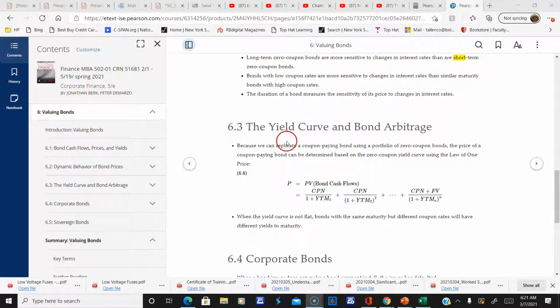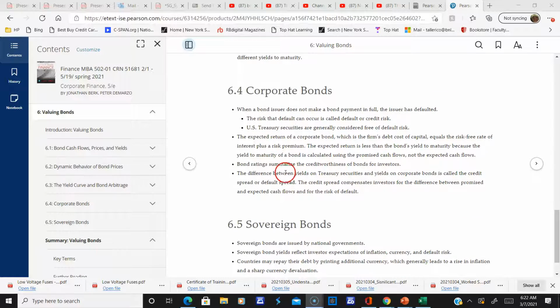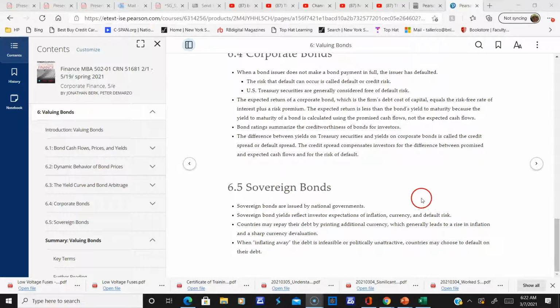Okay, so here was the yield curve and bond arbitrage. Because we can replicate a coupon bond using a portfolio of zero coupon bonds, the price of a coupon-paying bond can be determined based on the zero coupon yield curve using the law of one price. And this is for Treasuries. Then we talked about corporate bonds and sovereign bonds.